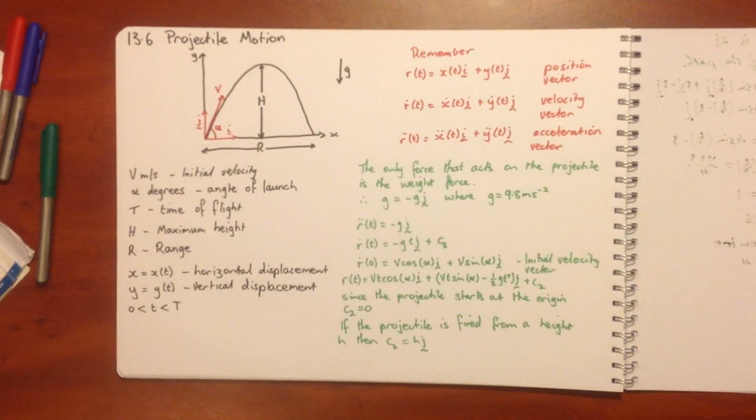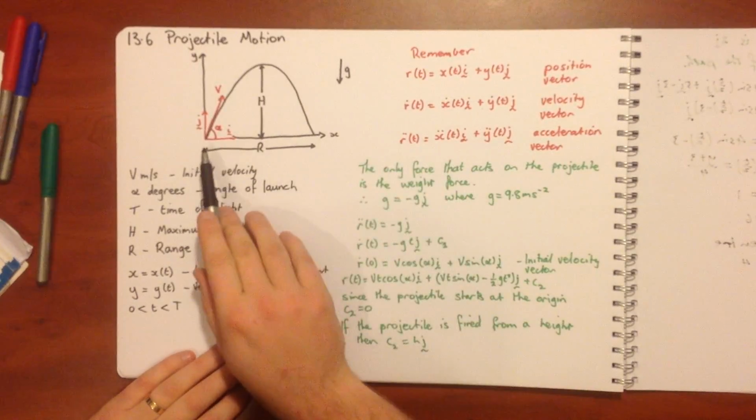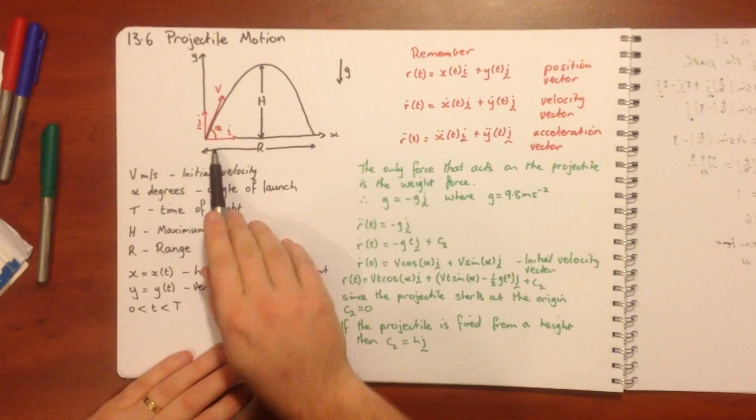In this tutorial we're looking at section 13.6 on projectile motion. We'll go through a bit of the information that we're told about. We've got a little picture here that sums up what we're talking about. We've got our x and y direction, so our j and i direction for our vectors.